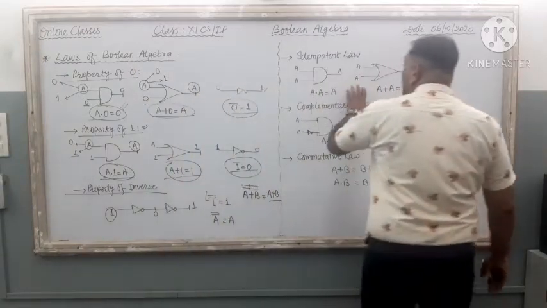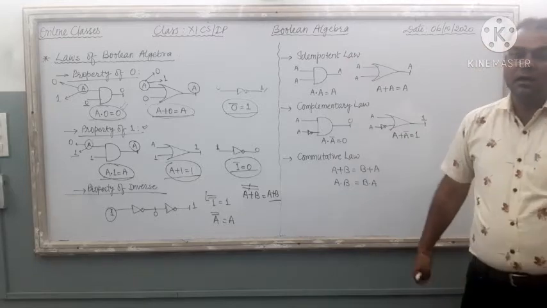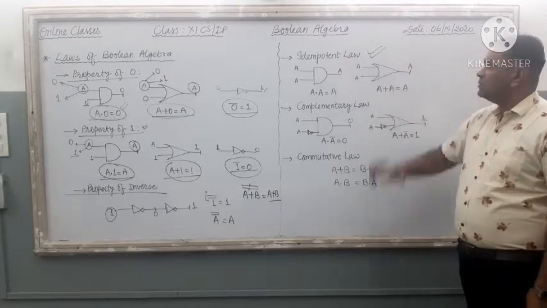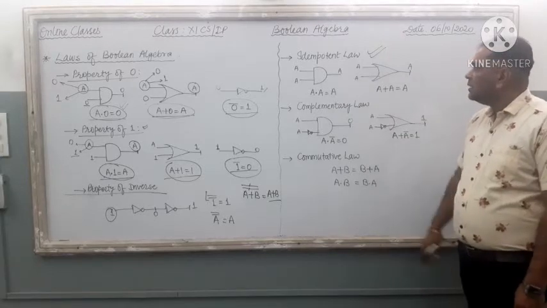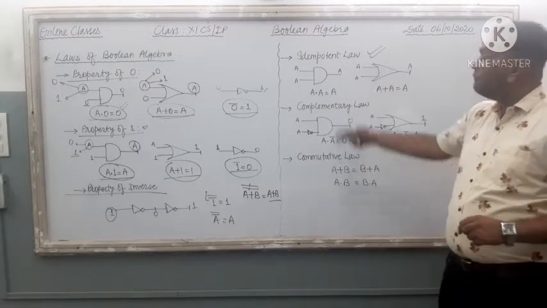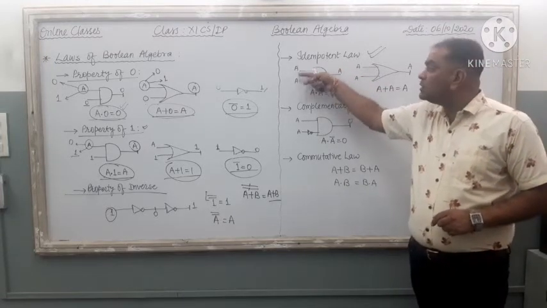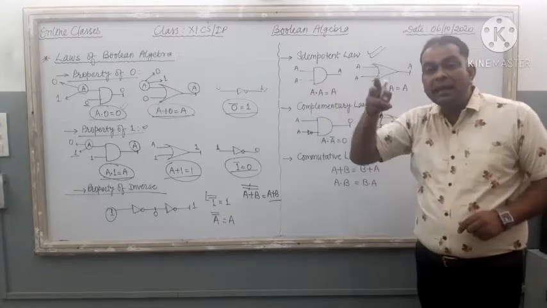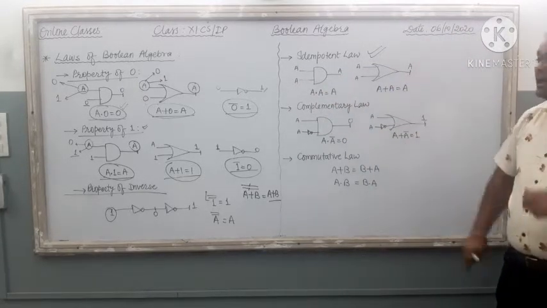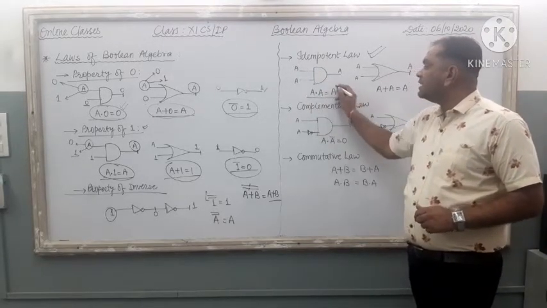Now come to this part of the board. Here again 3 different Boolean laws are there. The first one, idempotent law. What is there in this law? What will happen if we supply the same input A, both the inputs are same, to an AND gate and to the same input to an OR gate? So A dot A, the result of this one is A.